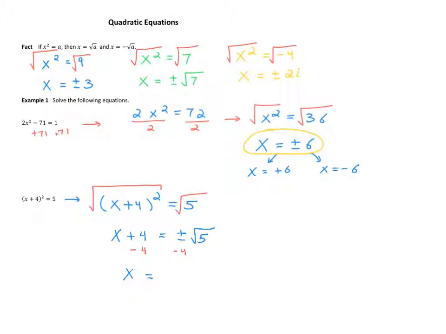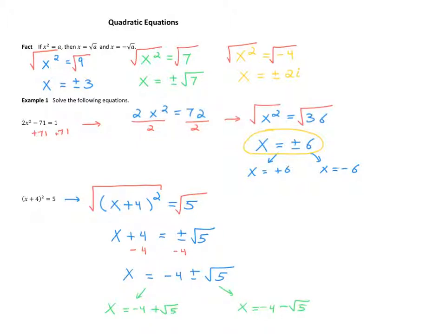Negative 4 and a root 5 are not like terms, even though they're both numbers. The best way you could write it, to combine it, is negative 4 plus or minus the square root of 5. So this is again saying we got two solutions. X is equal to negative 4 plus the square root of 5, and x is equal to negative 4 minus the square root of 5.